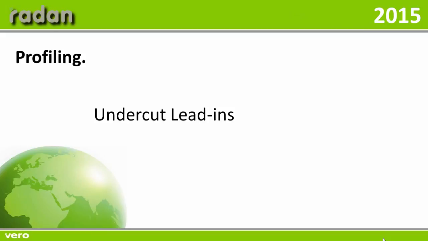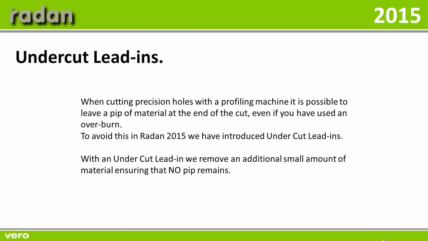Another new feature in Radan 2015 is Undercut Leadins. When cutting precision holes in a profiler machine, it is possible to leave a small pip of material at the end of the cut, even if you've used an overburn. To avoid this in Radan 2015, we have introduced Undercut Leadins. With an undercut leadin, we remove an additional small amount of material, ensuring that no pip remains.